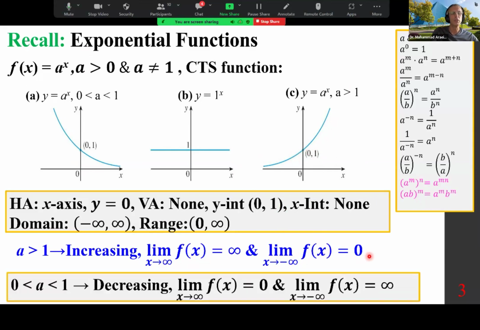When a is between 0 and 1, in this case, it's a decreasing function, an exponential decay. The limit of f of x as x approaches infinity is 0. As x goes to infinity, y goes to 0. And the limit of f of x as x approaches negative infinity is infinity. So as x goes to negative infinity, y goes to positive infinity. That's the idea.